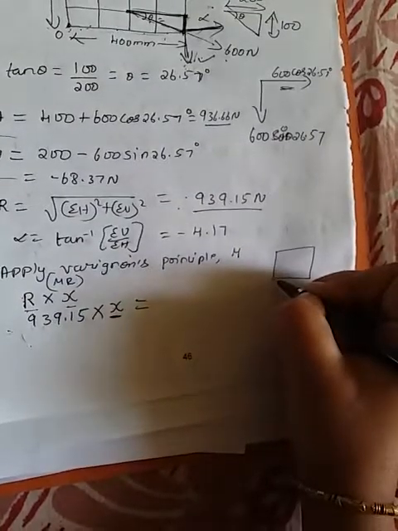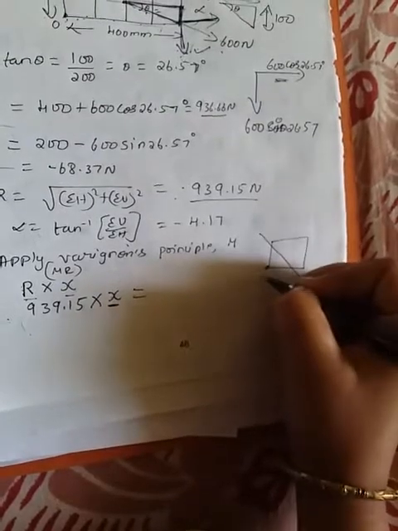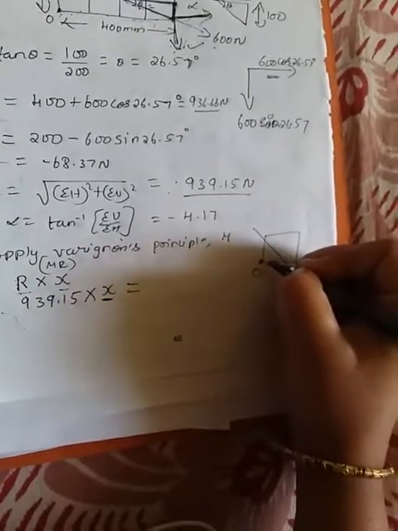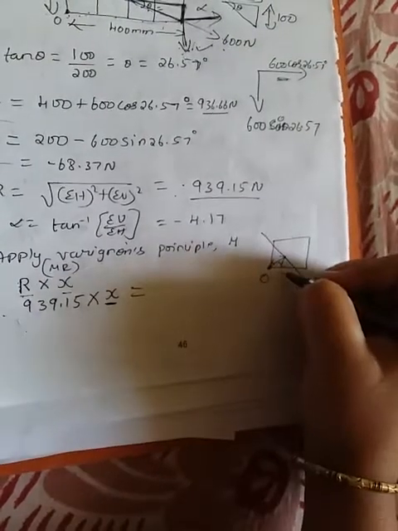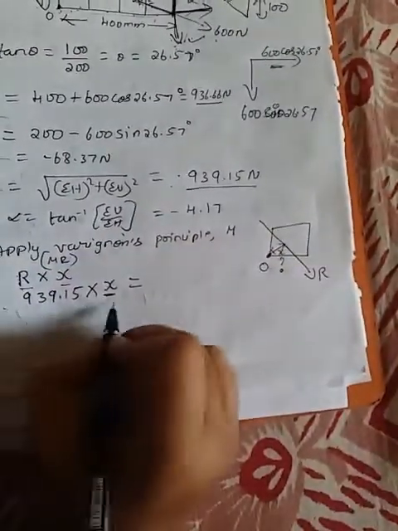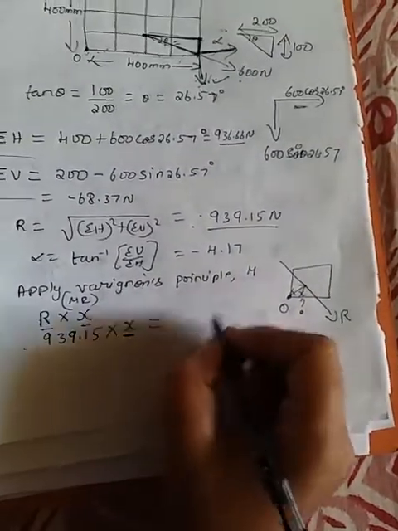This is what we have to find out here, the X distance. If you consider a grid here, my R is passing somewhere in this quadrant, and O point is here. So I don't know the distance. If you consider the perpendicular distance x, this is the unknown point. So I am going to consider like this. Now, the moment of the resultant equals the moment of the other forces.